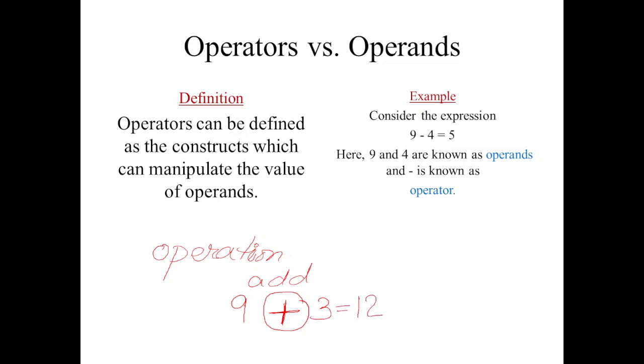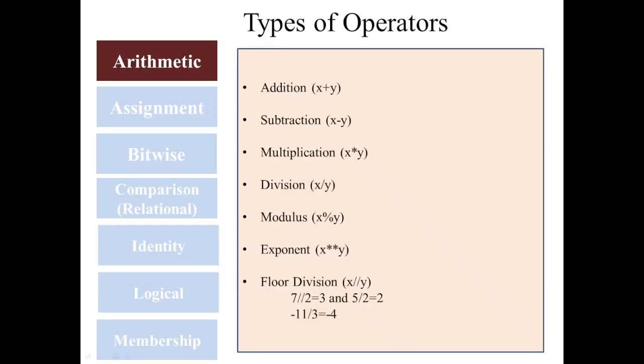So this is the main difference between operators and operands. Operands are the values or the numbers or the data on which we are going to perform an operation. An operator is the symbol which is used to perform an operation. In this way, we will discuss all the important operators used in Python in detail.